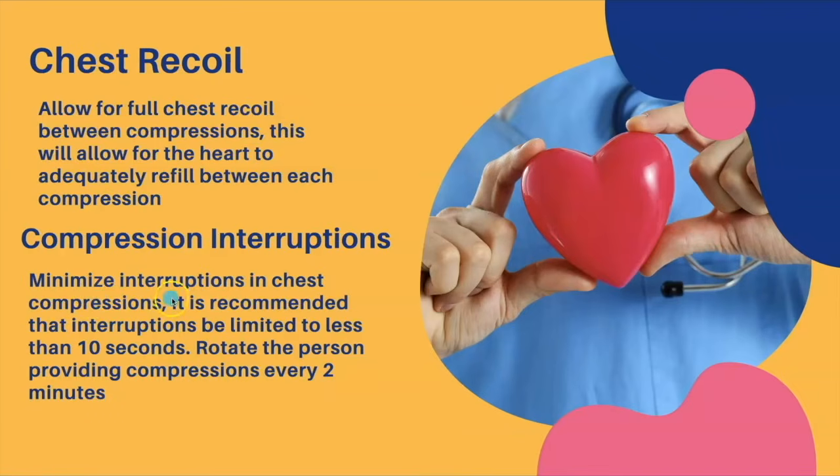You want to minimize interruptions in chest compressions. It's recommended that interruptions be limited to less than 10 seconds. I believe that was on the test as well. Remember, there's different versions of this test, so it just depends on which one you get. You want to rotate the person providing compressions every 2 minutes.